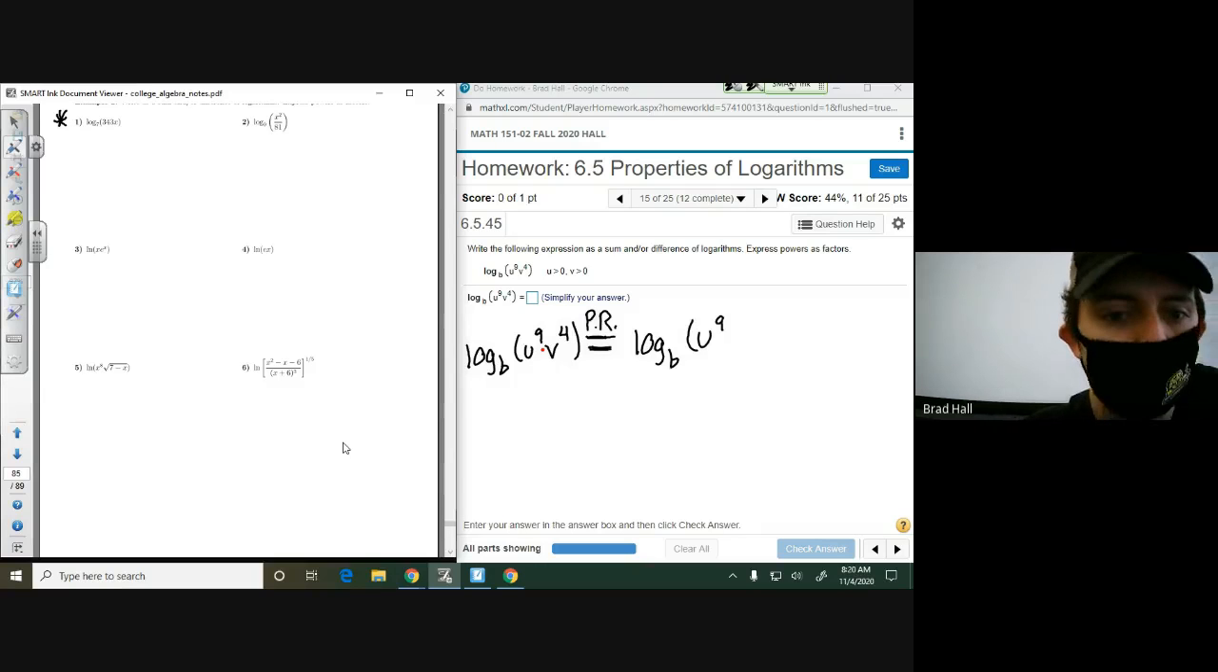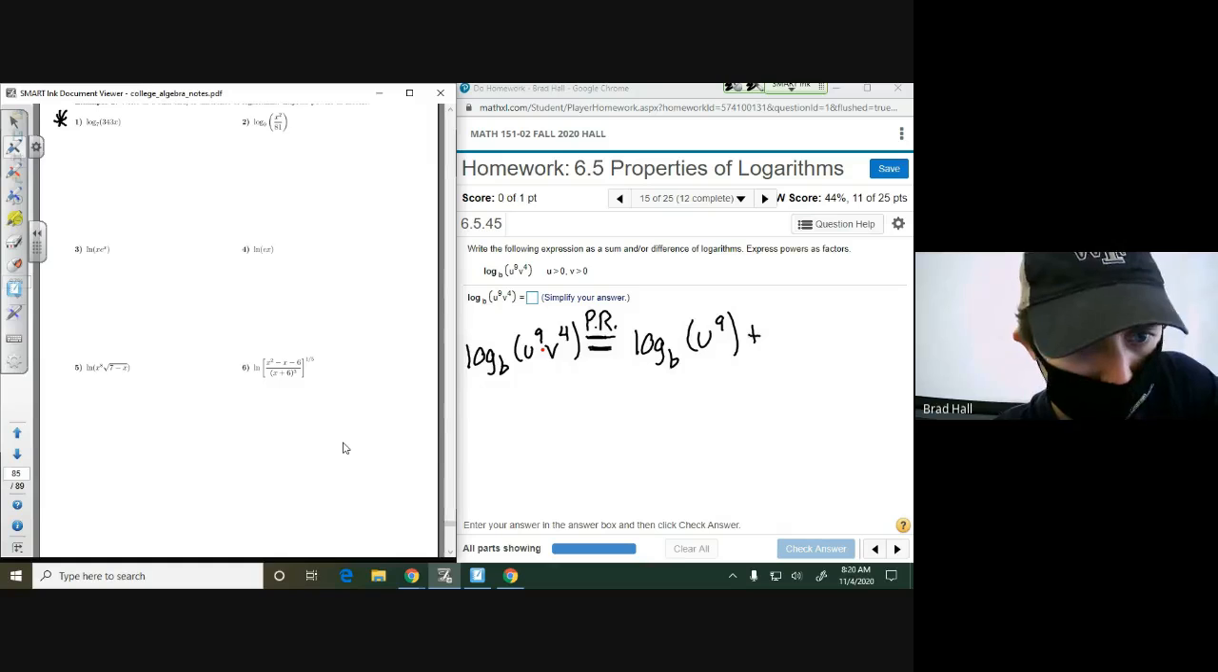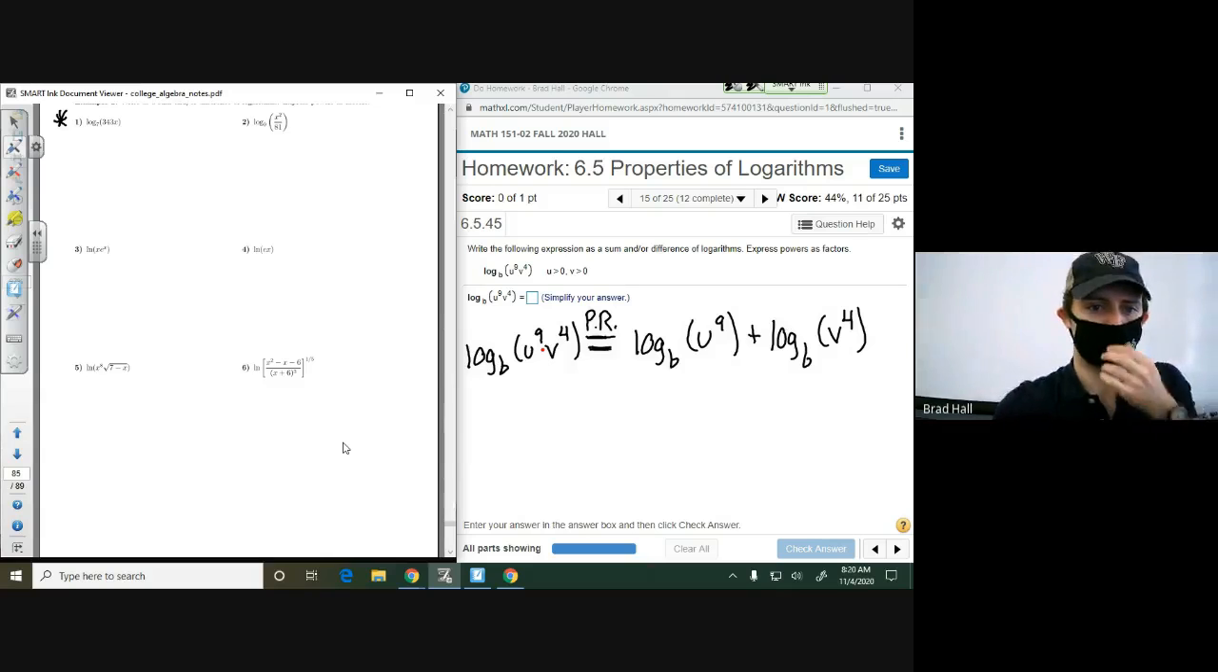u to the ninth power is the first part of the product. The product rule tells us to add the logarithm of the second part of the product, just like that. So notice each part of the product now gets its own logarithm, and now they are separated by a plus sign.